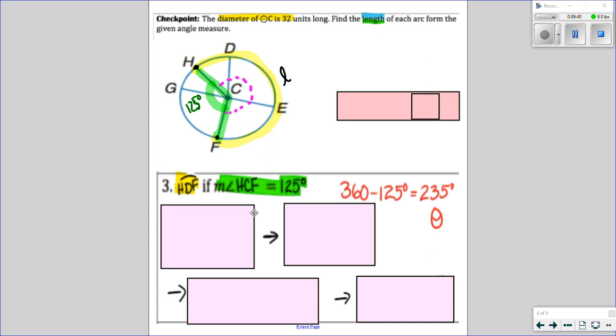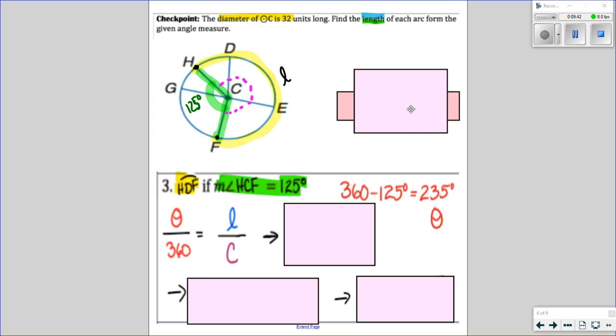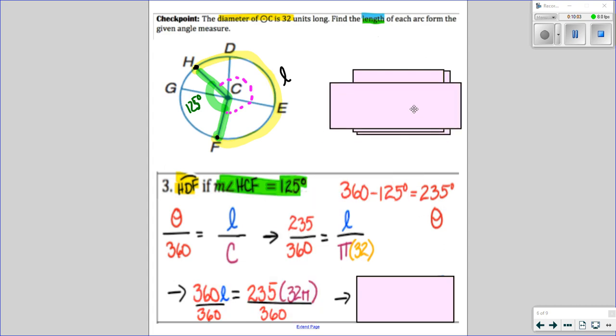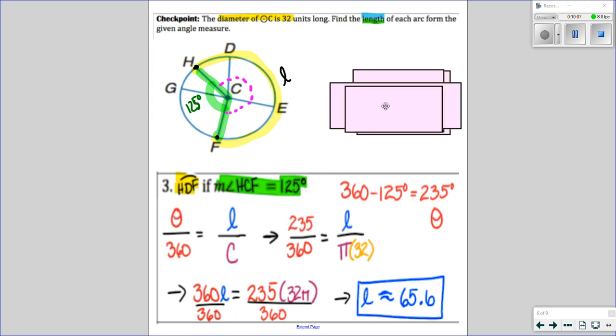Okay, once we do that, then we plug in our information. We use the formula theta over 360 equals L over C. Then we plug in our information. So our central angle is 235 over 360 equals L, that's what we're looking for, over, since we have the diameter, which they say is 32, pi times 32. And we simplify, and then we solve for L, and then we get our value as 65.6.